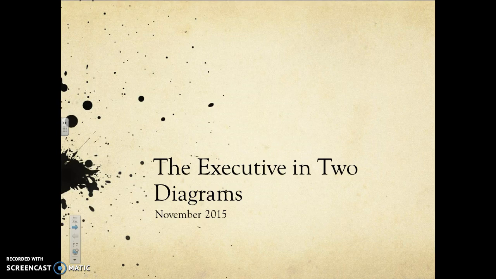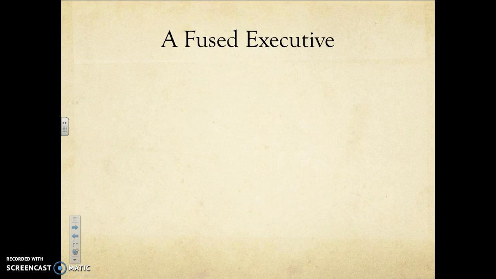So let's talk about the executive in two diagrams. Now, I think I've covered this elsewhere in other presentations, but I think it would help tremendously if we just go back to this and make sure that we're clear and happy with what we're talking about when we're talking about the executive. It is particularly confusing in the UK because we do not have a clear and effective separation of powers. In fact, it's quite the opposite. We've got something called a fused executive, and it's worth spending some time to explain exactly what that means.